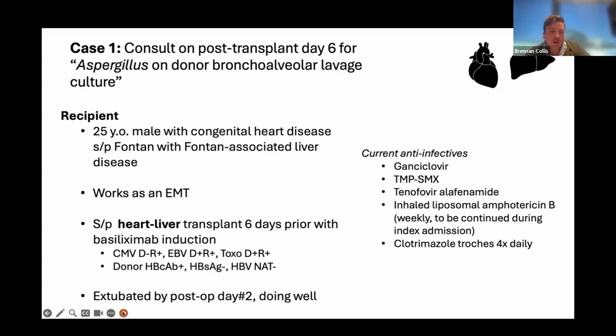The donor recipient serostatus for CMV was intermediate risk D minus R plus, EBV intermediate risk D plus R plus, and toxo intermediate risk D plus R plus. And of note, the donor hepatitis B core antibody was positive with a negative surface antigen and a negative NAT. Our patient was doing well.